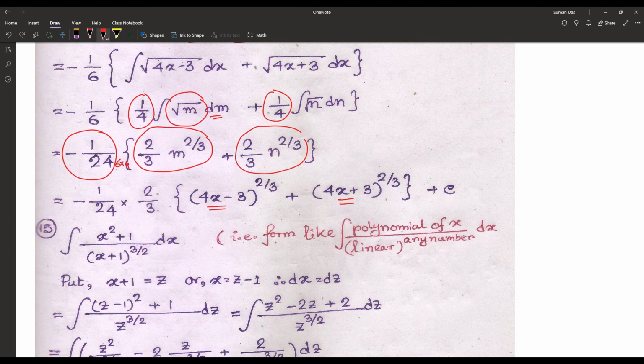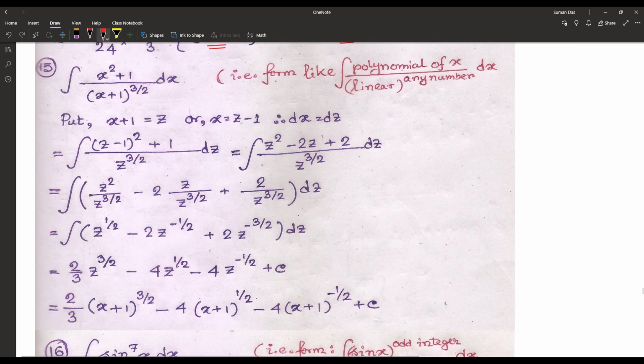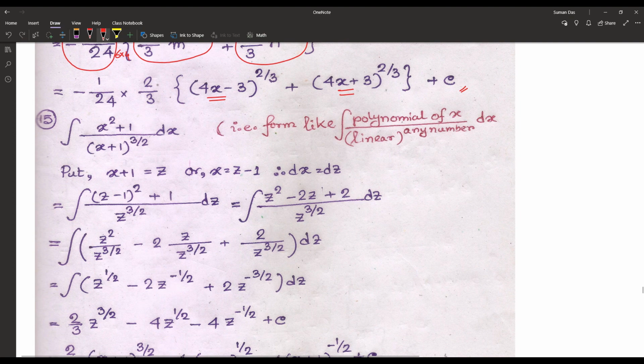So in that way we can simplify the integration which has a denominator that is a simple surd. That means we have to rationalize the complete thing. So the next term is the integration of x square plus 1 divided by x plus 1 whole to the power 3 by 2.